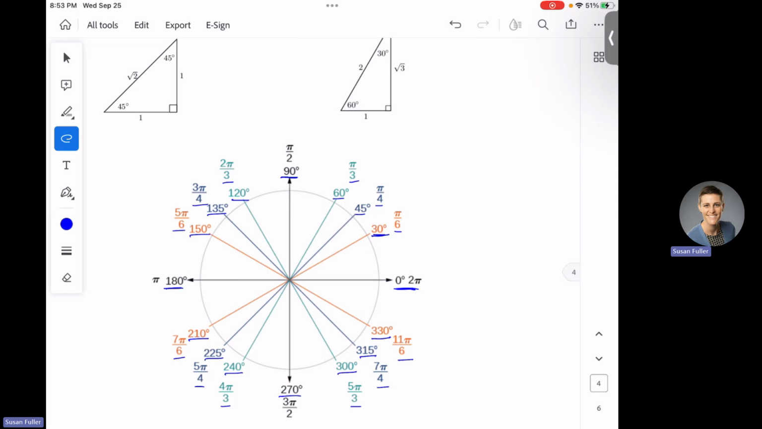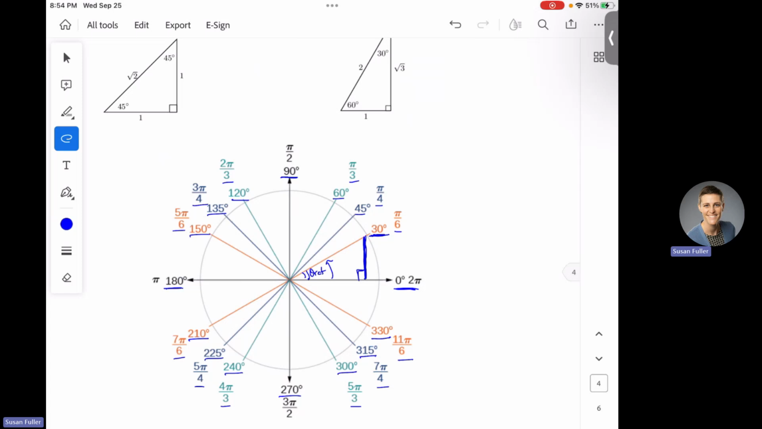So to do that, let's start with 30 degrees. To find the sine and cosine of 30 degrees, I would take a point on my terminal side and drop it down to the positive x-axis. And notice 30 degrees in standard position is this angle. And notice it's the same as my reference angle. And I'm going to use my reference angle to find the trig functions of this angle.